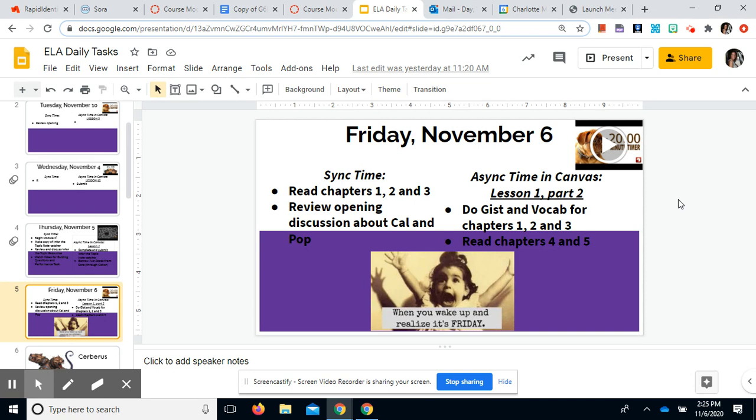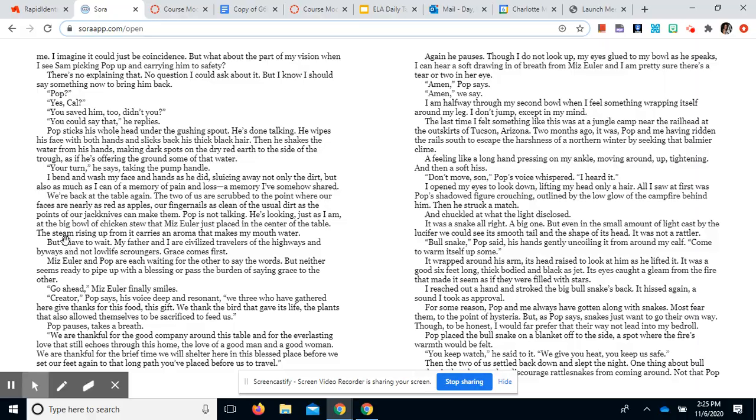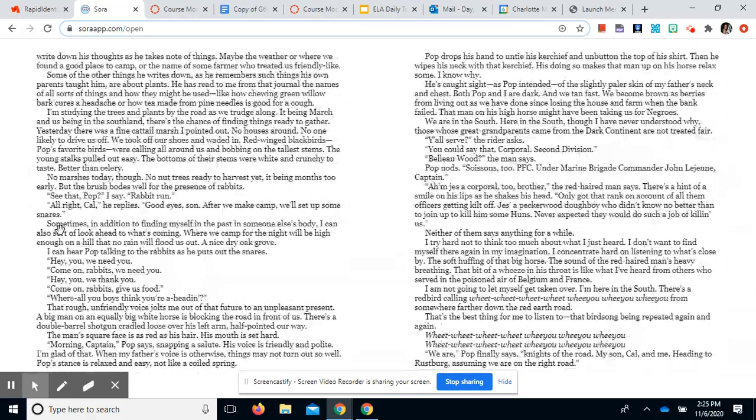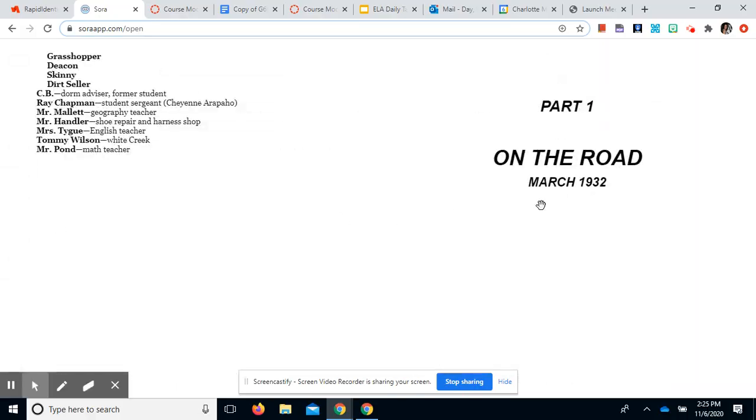We discussed the time frame, making sure that we had some context that the story is set in March 1932. So part 1, on the road, March 1932. We talked about what that time frame meant in American history and how that was important to the story. The fact that it was at the time of the Great Depression is a key element in this story. It is between the two world wars, and so that is an important element in the story.